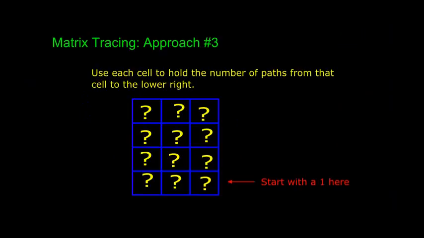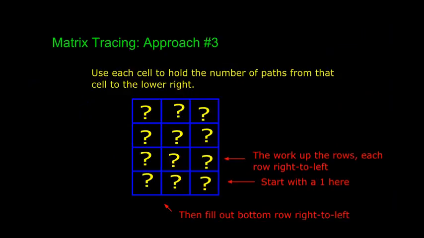I could start with a 1 in the lower right corner, then fill in the bottom row from right to left, and then the next row above that from right to left, and so on. Of course, if a cell doesn't have a neighbor to the bottom or to the right, that has to be accounted for. But I tested the basic idea and it worked. I didn't write a program for it though. I tried it out in a spreadsheet.